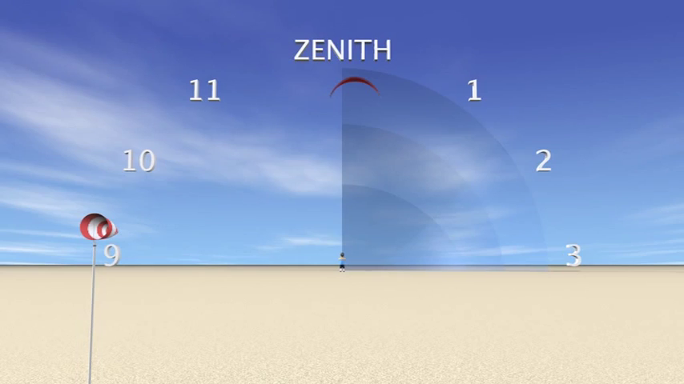For safety reasons, when maneuvering your kite, it is important to ensure that the entire wind window is free of obstacles.